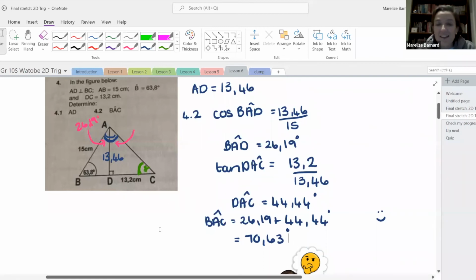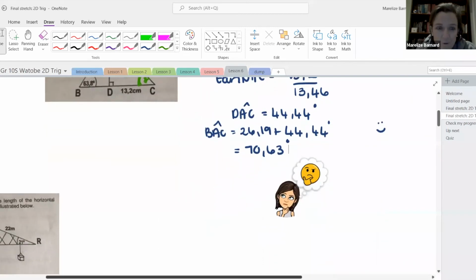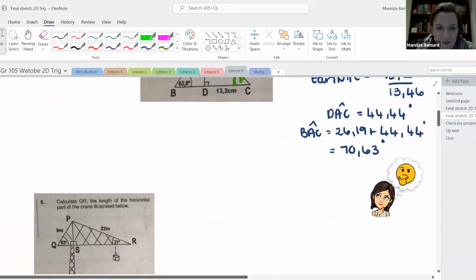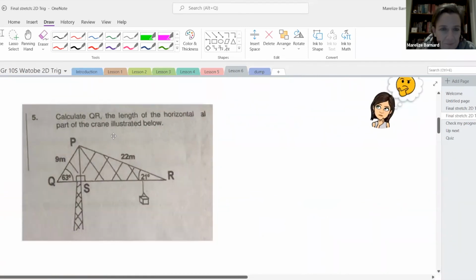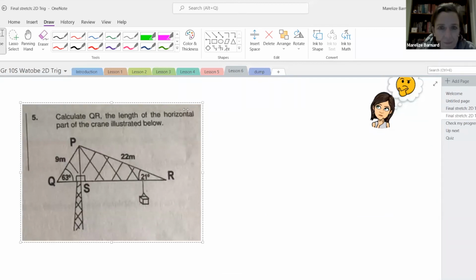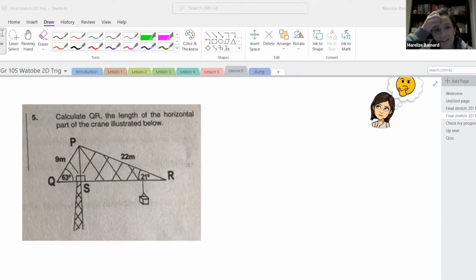Okay, right. Let's try and get one more done before our quiz has to start. I think we're going to end off with something slightly easier. Here we've got a crane. You know those cranes that they use in construction sites. Calculate QR, the length of the horizontal part of the crane.